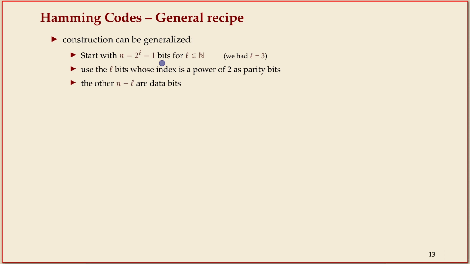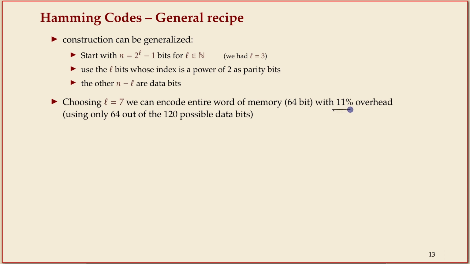The overall number of bits in your block is 1 less than a power of 2, because we need to be able to encode every position with the checking bits plus the 0 case where no bit was flipped. Then we can use the L bits at indices at a power of 2 as the parity bits, and the rest we can send as data bits. So that's the general recipe. Ours corresponds to L equals 3, and L equals 2 is just the triple everything. And you can make L bigger.